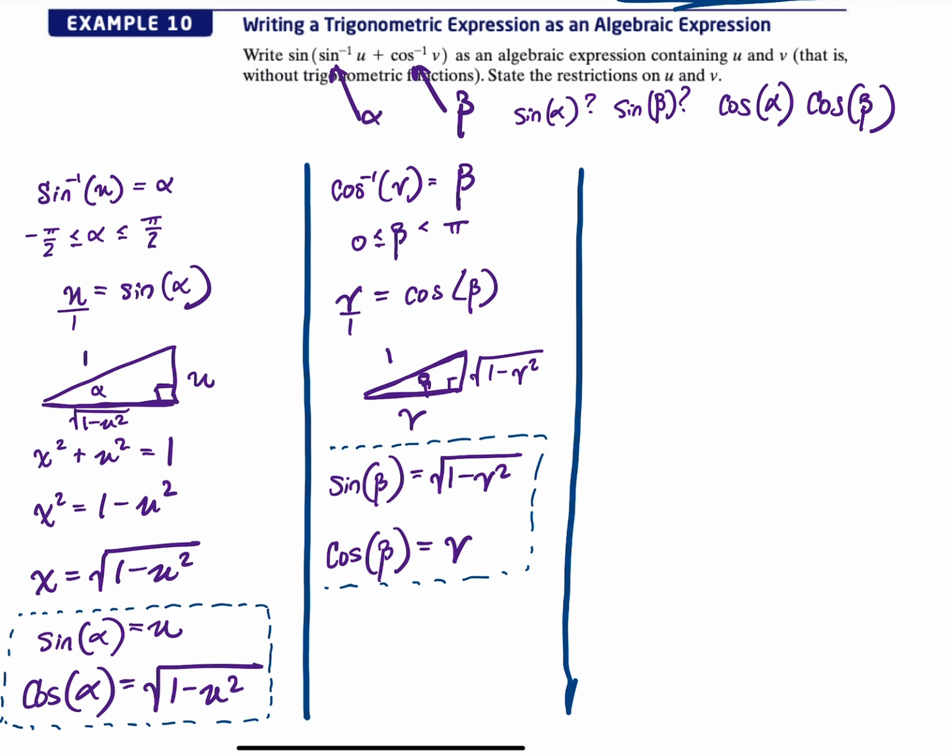So what we're looking for is the sine of alpha plus beta. So that should be sine alpha cosine beta plus cosine alpha sine beta. Here, let me write this. I'll just write it below because I ran out of room here. So sine alpha cosine beta plus cosine alpha sine beta.